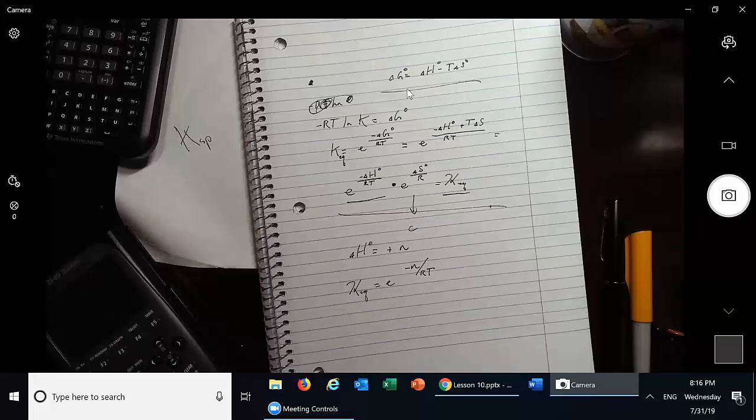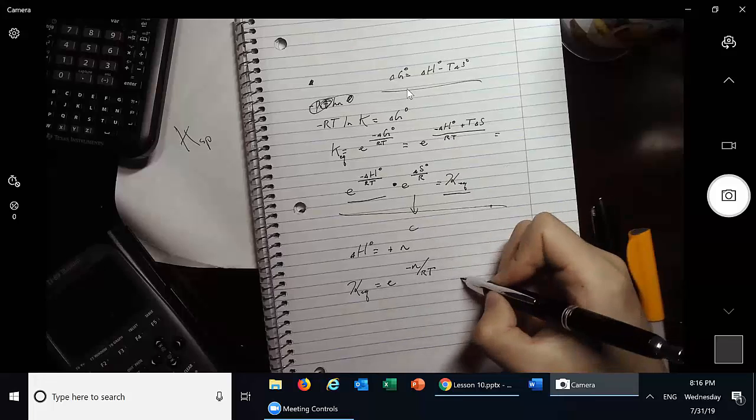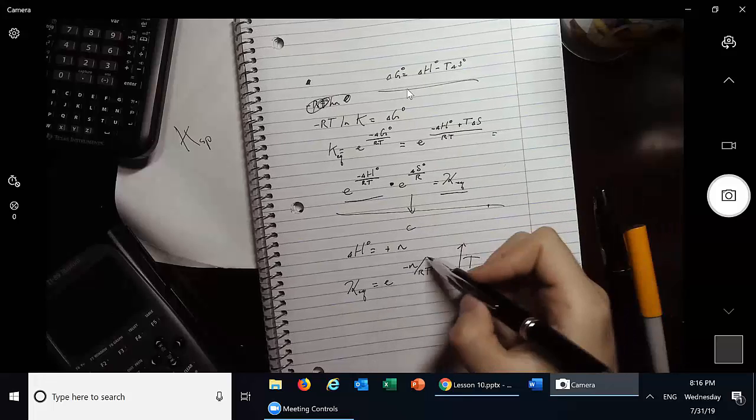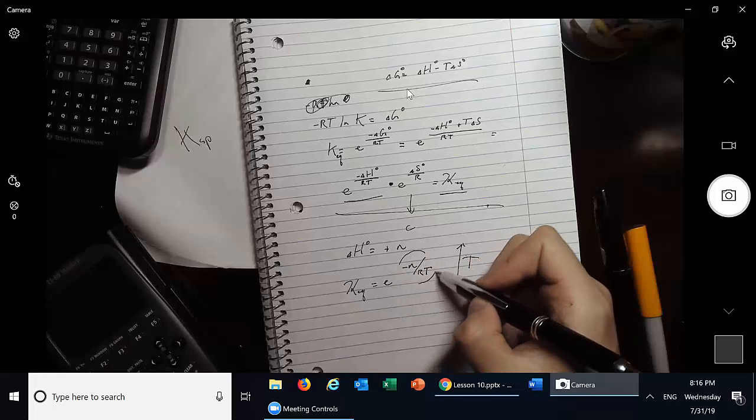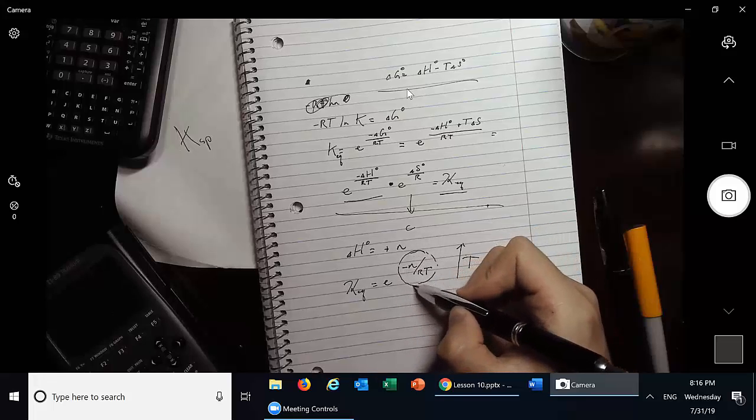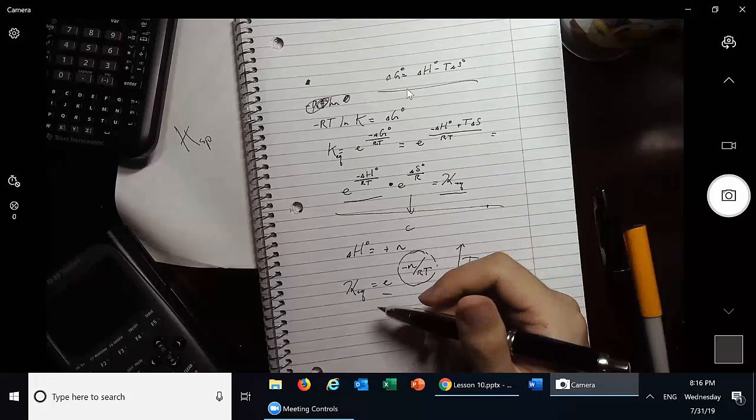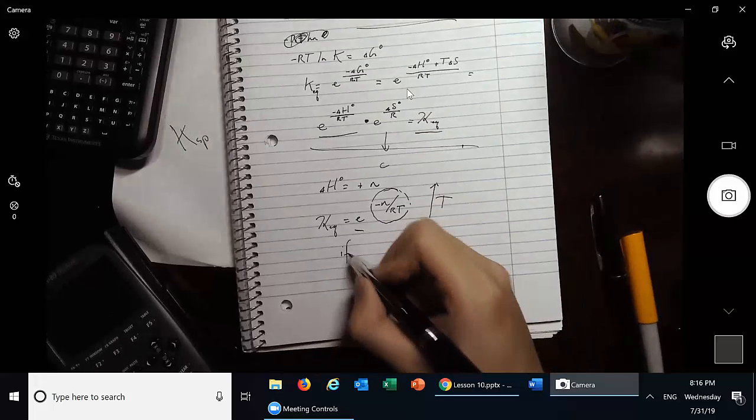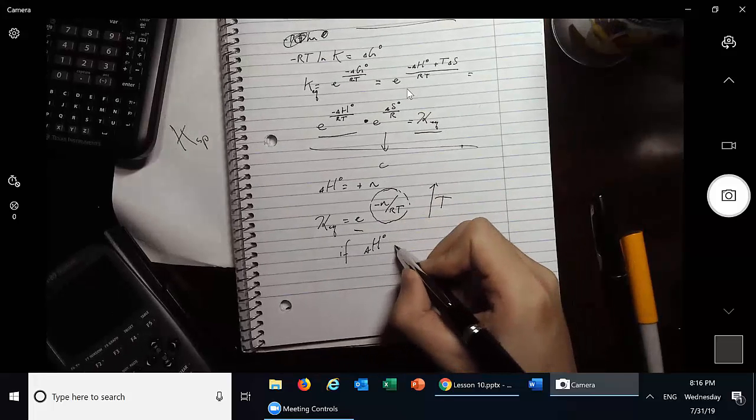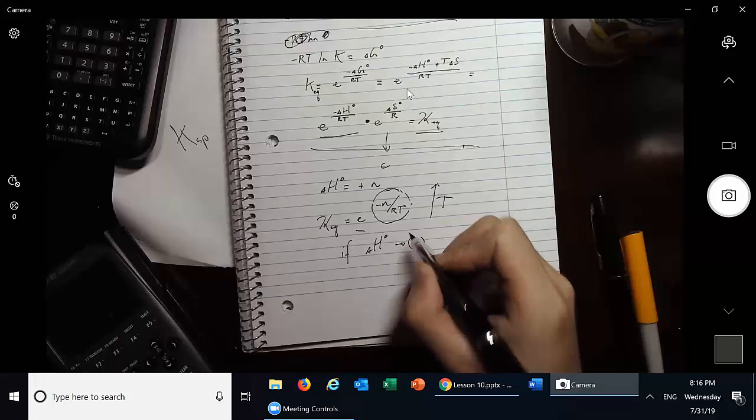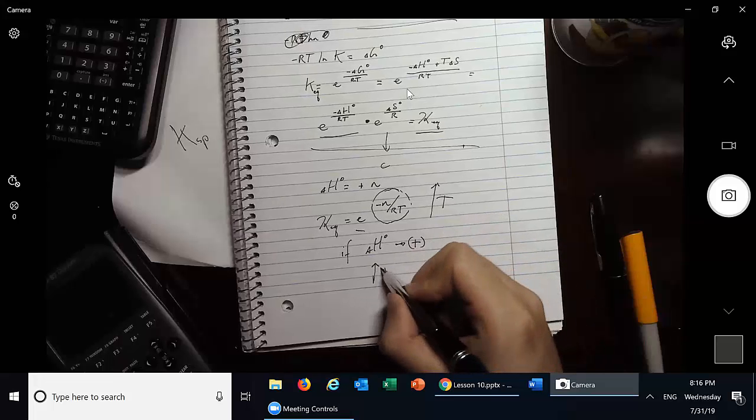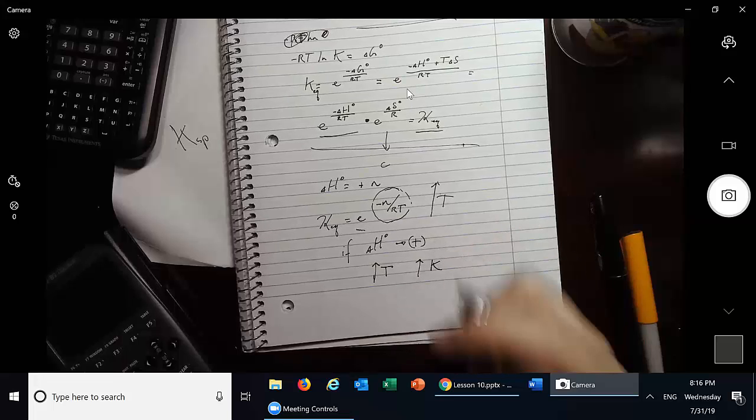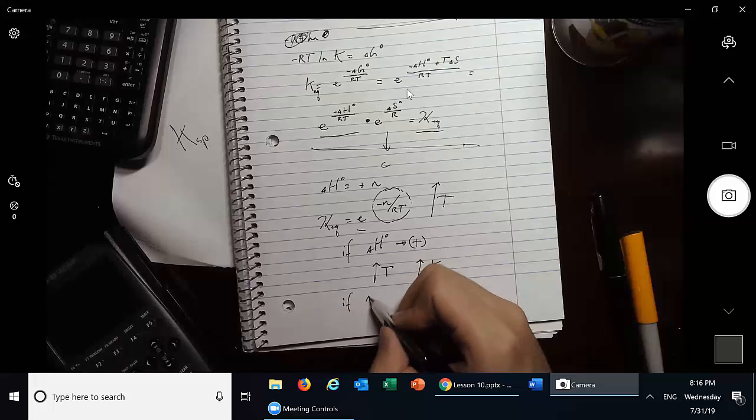So what happens as we start to increase the temperature? When we increase the temperature, this whole term becomes less negative. Therefore, e to that term will increase. So if delta H is positive, when we increase the temperature, we increase the equilibrium constant. And the opposite is true if delta H is negative.